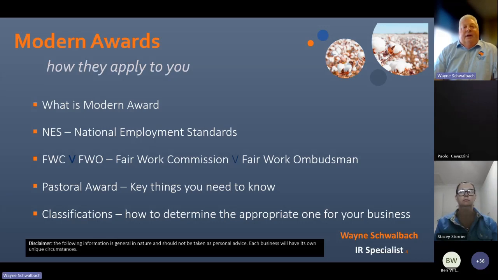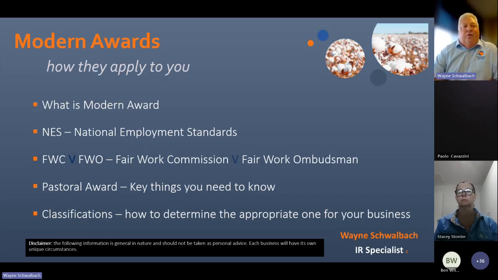Very rarely would an employee ever speak to the Fair Work Commission. They'd only be dealing with the Fair Work Ombudsman unless you have a matter before the Fair Work Commission. A few things to know about your pastoral award. What I consider one of the easier awards to understand.